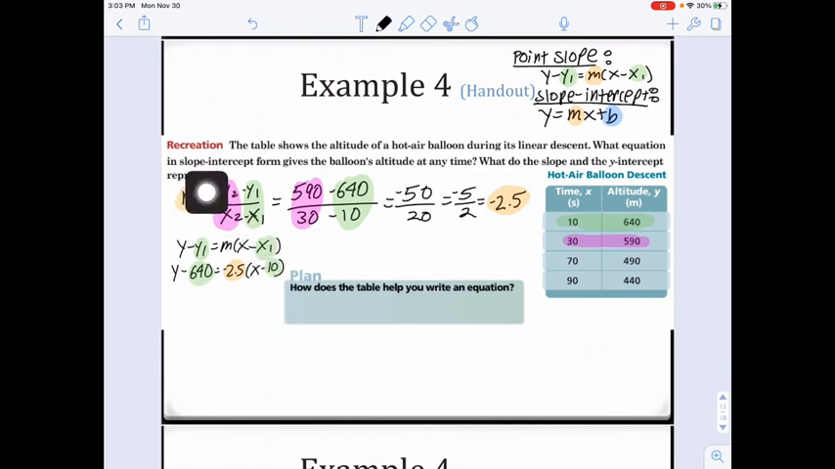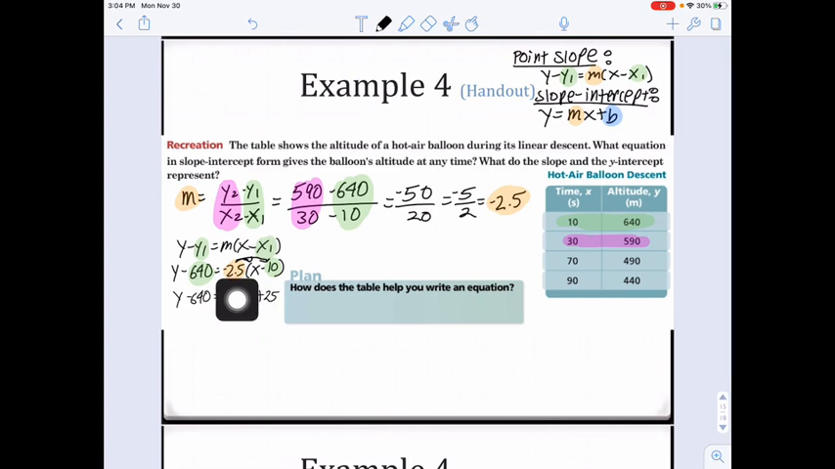However, the problem asks for slope intercept. So this is the first time we're actually going to turn a point slope problem into slope intercept. To do this, we're going to get y by itself by first simplifying the right-hand side and then adding our 640 over. So to simplify the right-hand side, we're going to distribute our negative 2.5 first.